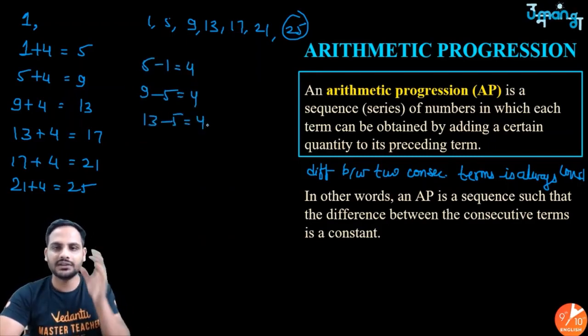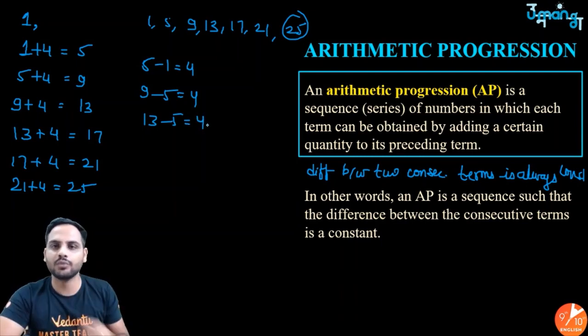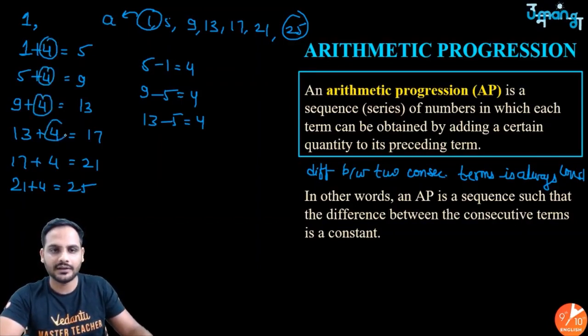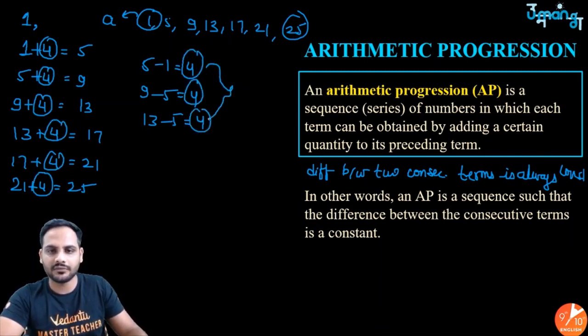Okay, so in this arithmetic progression there are two very important things. One is the first term, the number by which you are starting, which is denoted by a. And the other is what you are adding in every term, the common difference between all the consecutive terms. So this is called the common difference.